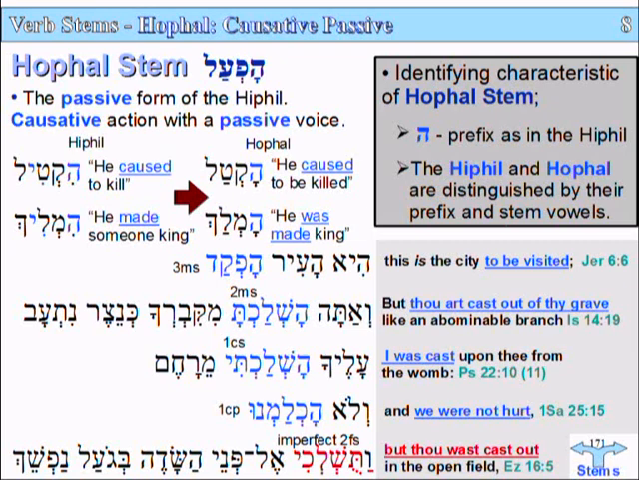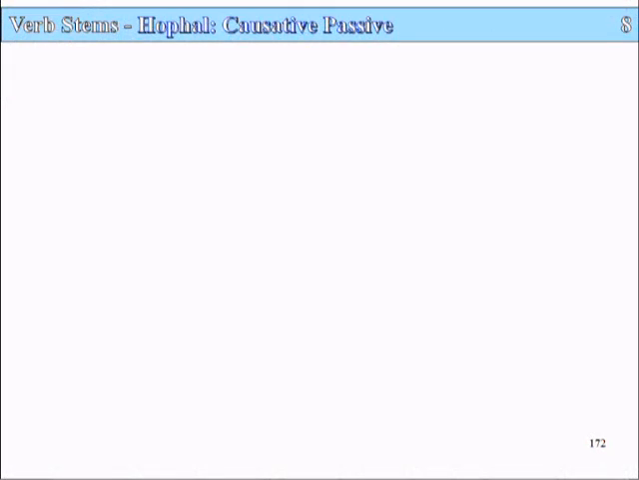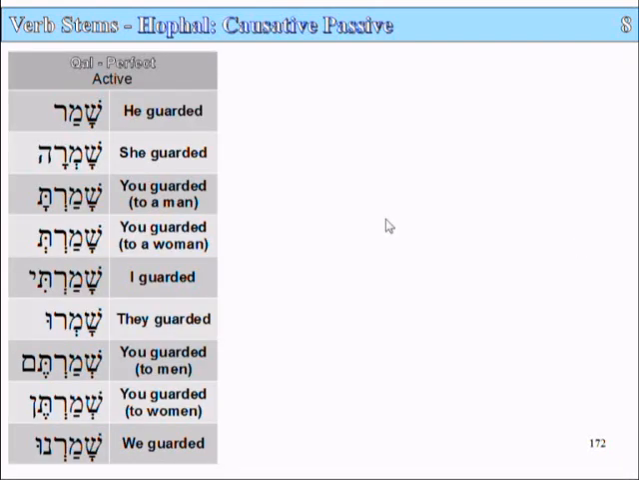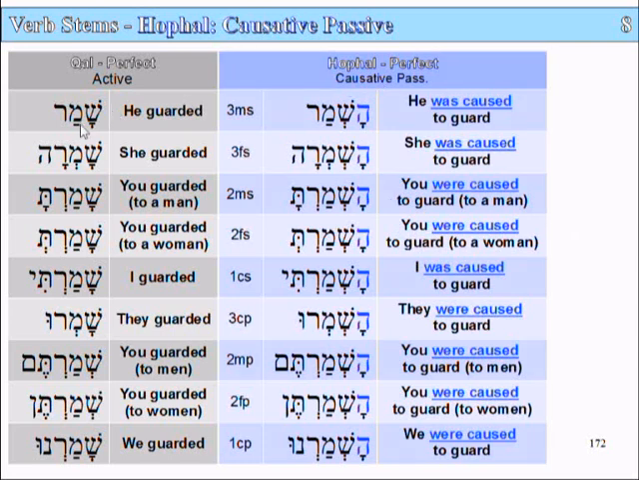Okay, let's have a look at the tables. Slide 172. Lesson 8. Verb stems, Hophal, the causative passive verb stem. And now we'll have a look at the tables and compare the Qal perfect with the Hophal perfect. Okay, so shamar, he guarded, becomes hashmar, he was caused to guard. Again, I'm keeping to this shamar paradigm verb in all of these, so it may not be the best one for this particular verb stem, but you can see the pattern with the hey, with the patach underneath it, and not to be confused with the definite article, the. So, shamar, he guarded, becomes hashmar, he was caused to guard.